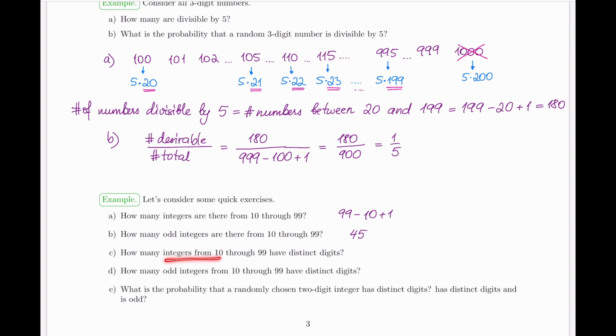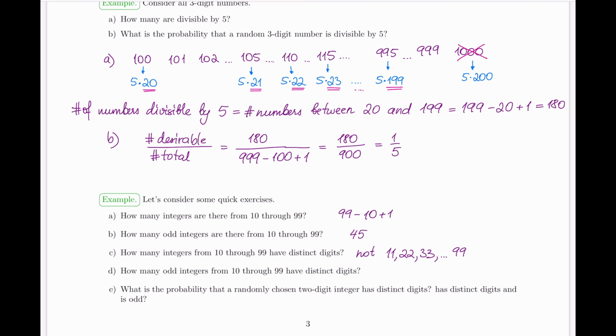How many integers from 10 to 99 have distinct digits? So distinct digits means I'm not allowed numbers like 22 or 33. In fact, let's think about all the numbers that I'm not allowed. Not allowed: 11, 22, 33, 44, 55, and whatnot, all the way up to 99. There are 9 of these altogether. There are 9 numbers that I'm not allowed.